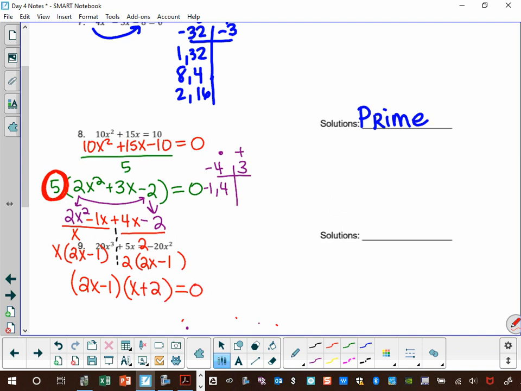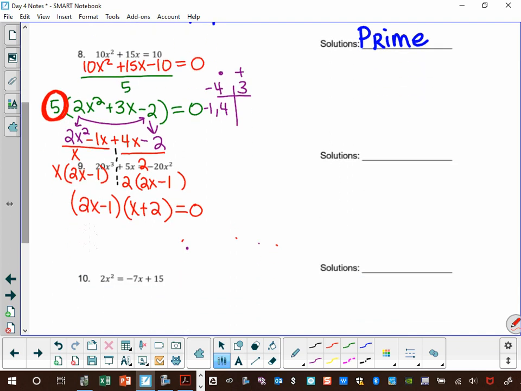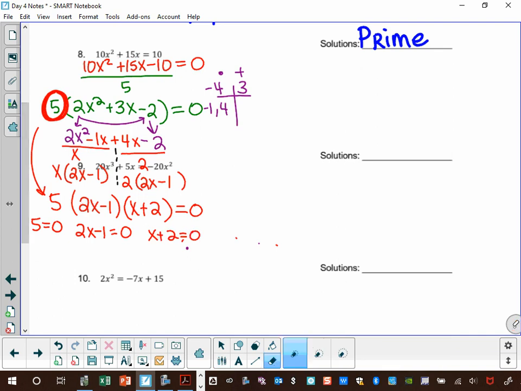But remember, it's still equal to 0, right? They're going to hate me for this problem. Because it's equal to 0, bring down your GCF from earlier. Because it's equal to 0, I have to make everything equal to 0. So I have 3 pieces here. I have 5 is equal to 0, 2x minus 1 is equal to 0, and then x plus 2 is equal to 0. And we're going to solve all of these. Because for your solution, you got to have some answers.